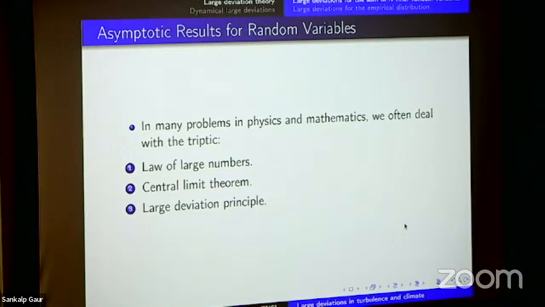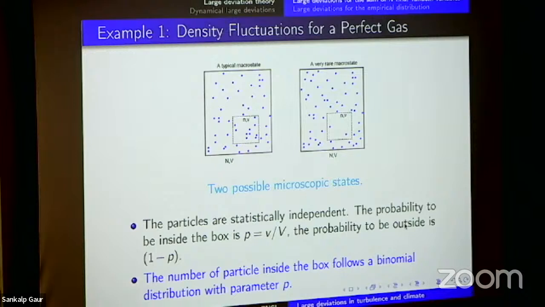But they are included one in the other usually, except for specific cases. So when you have a large deviation principle, you automatically get the central limit theorem with some assumption. And when you have the central limit theorem, you also get the law of large number. So let me give you a very simple example that you all know.